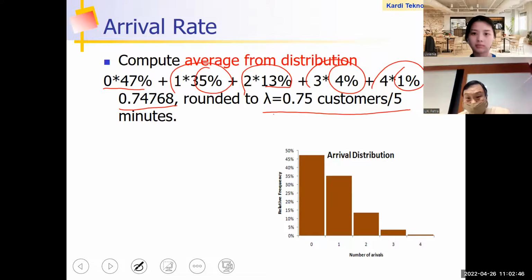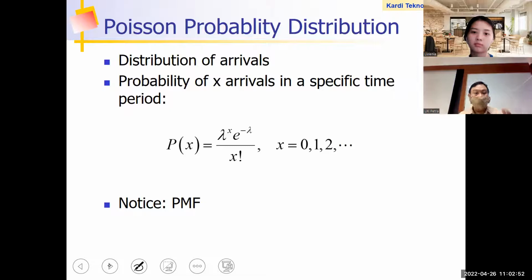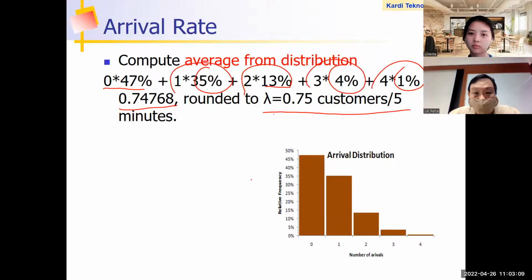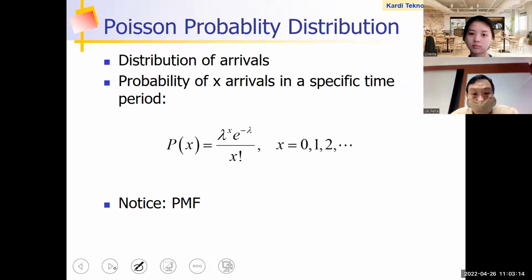Then you check whether this is actually Poisson or not. You check this distribution. How do you check here? This is the probability distribution of Poisson, right? This is the theory. You know this from statistics, you learned that. So, what is this? Lambda is the arrival rate from a while ago, this one, 0.75. E is the exponent. X is any number that you want, so 0, 1, 2, 3. This is the probability of X arrivals in a specific time period.